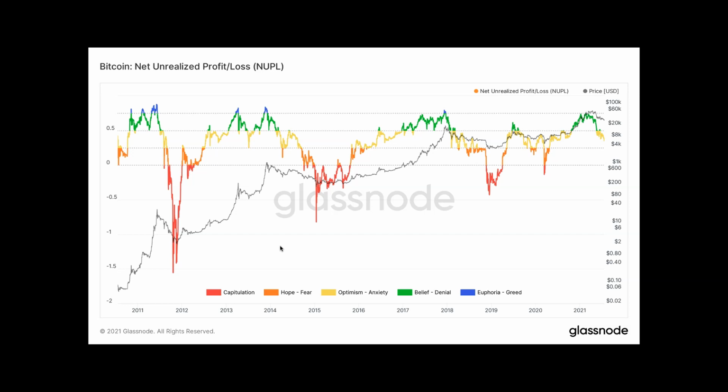So again, capitulation, that is when most people are in the negative, and that is usually when market bottoms form. Now, the opposite, which is going to be market tops, is going to form whenever most people are in profit, and this is shown here in the euphoria/greed section. So you guys can see whenever we hit that area right here, the NUPL turns blue, and that usually correlates with a market top. So that is the net unrealized profit loss.